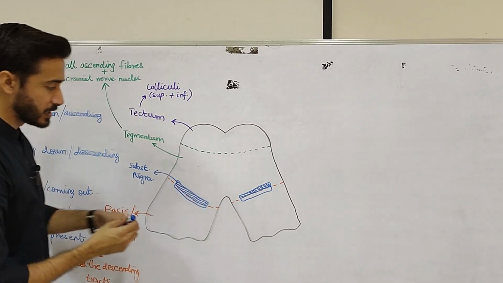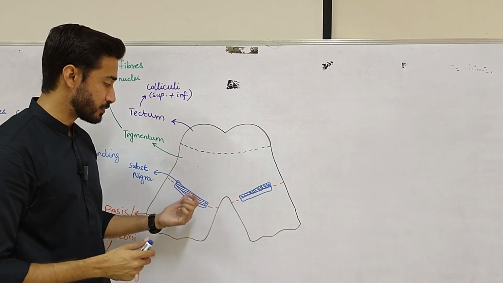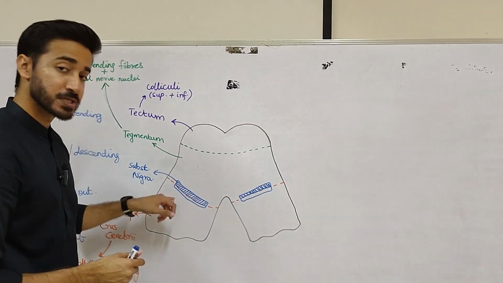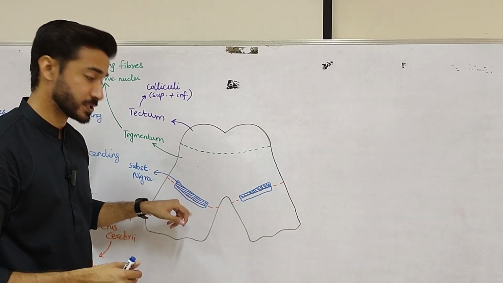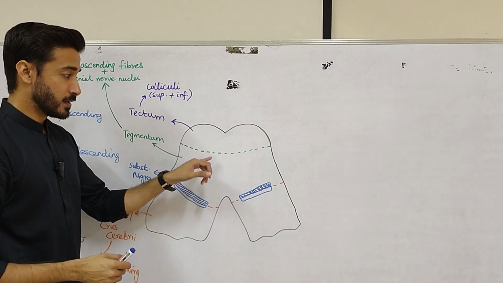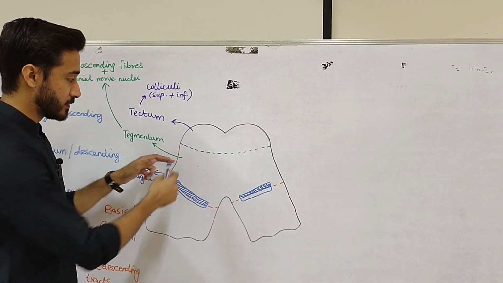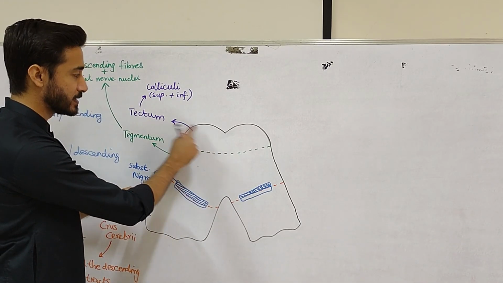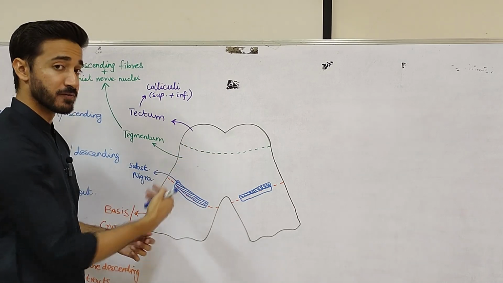And it's called nigra because it has a lot of melanin pigments, so it appears to be darkly stained. That's why it's called substantia nigra, and it has to do with the motor system. Okay, then we have something between tectum and tegmentum that's going to be dividing them.